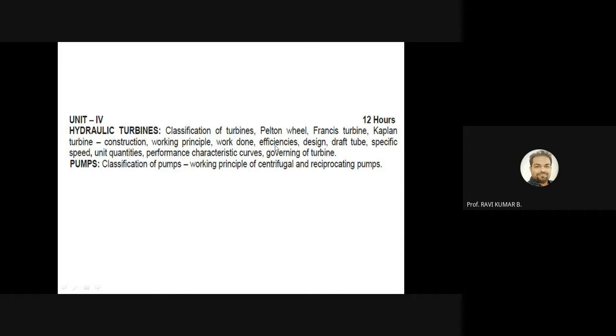This is derivation, efficiency, design, and draft to specific speed. These are all performance parameters, or performance characteristic curves, and then finally governing of turbines. Because turbines need to be operated at some rated speed, because they cannot generate power at all these speeds. They may be rotating at faster RPM, but may be able to generate power only at some specified rated speed. So the speed of the turbine needs to be monitored, and that is called governing of turbines. So here the first segment will be over.